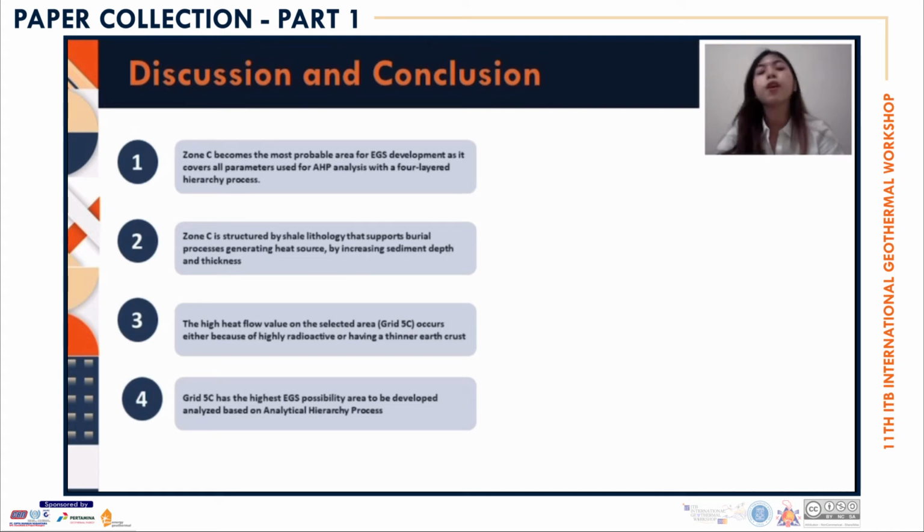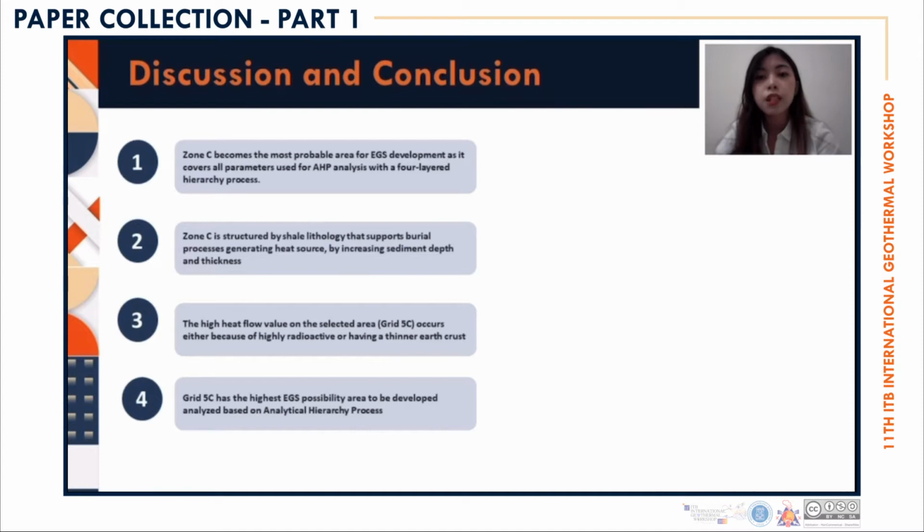And gentlemen, based on the previous statement and also the explanation from our partner, Saga, we can conclude four points. First, zone C becomes the most probable area for enhanced geothermal system development because it covers all the parameters used for AHP, that is social environment, geology, and also heat characteristics, with a four-layered hierarchy process that we have already conducted before.